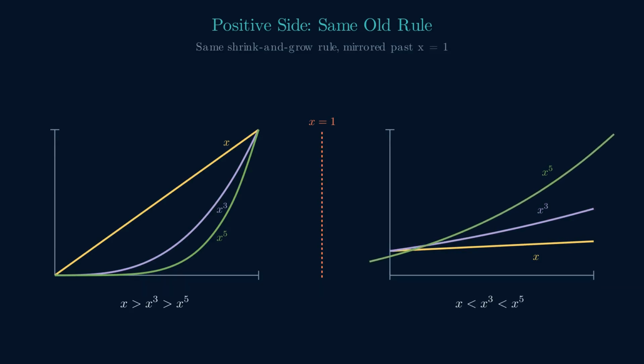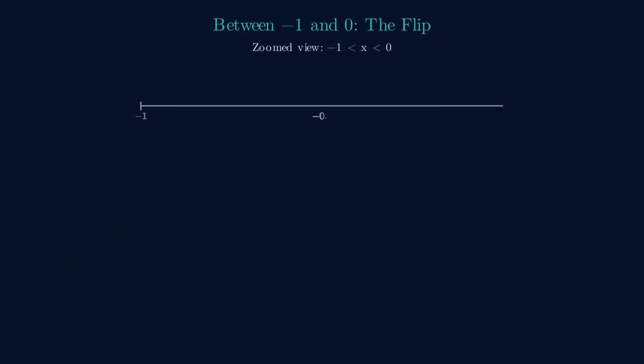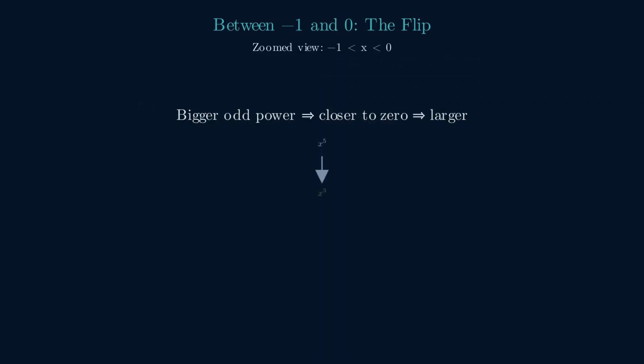Cross to the negative side, though, and things get sneaky. Take -0.5. Cube it, -0.125. Fifth power, -0.03125. The sizes are shrinking, same as before, but on the negative side, closer to 0 means larger. So the ordering flips. Here it's x less than x cubed less than x to the fifth. Exactly backwards from the positive side.